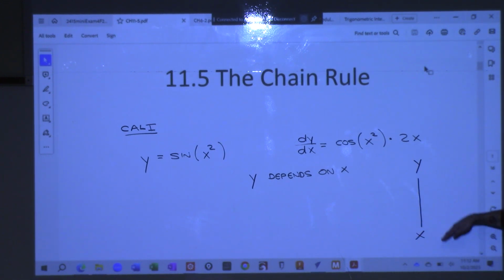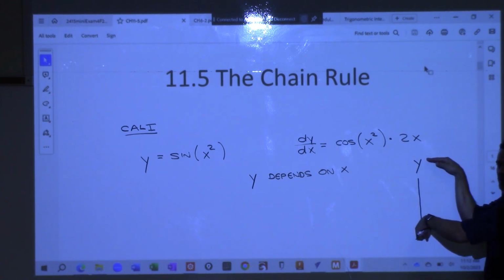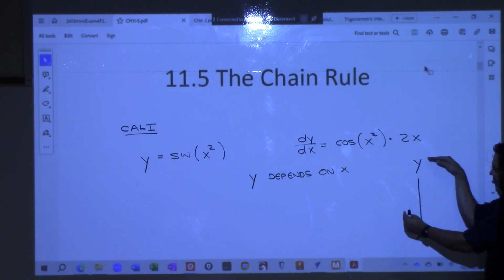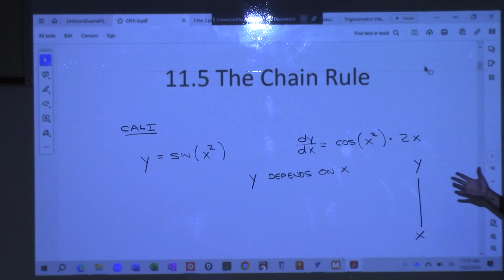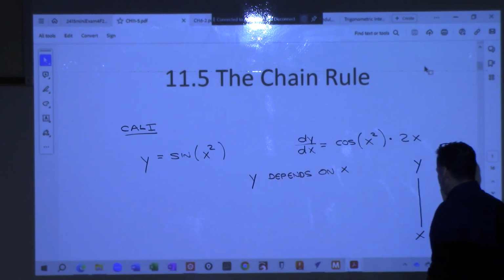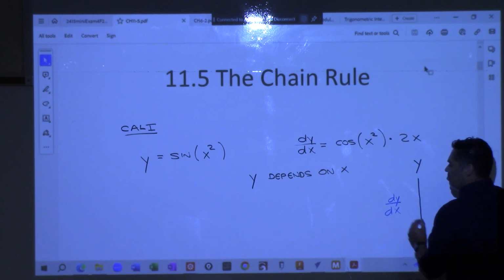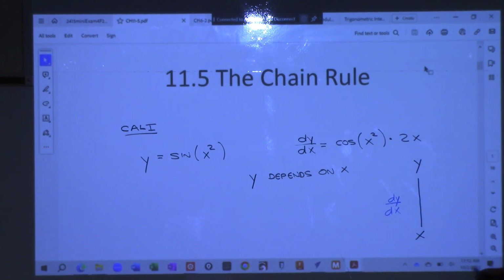So the higher up you are, this y looks down to the x to see where it gets its value from, all right? So this would be like a schematic drawing of this situation. Y ultimately depends on x, right? And when we talk about a derivative here, if y depends on x, the only derivative that we could possibly talk about here is the derivative dy dx. Okay, dy dx is the derivative we have. It's the rate of change of y with respect to this variable.